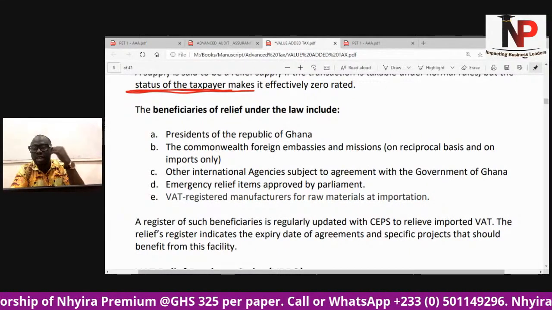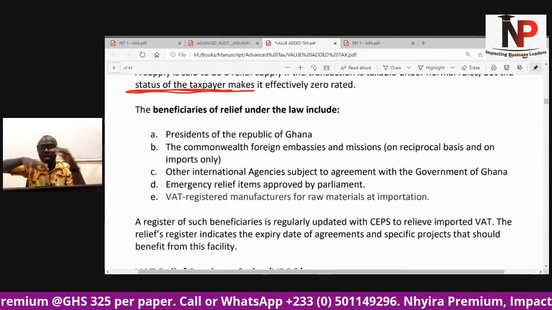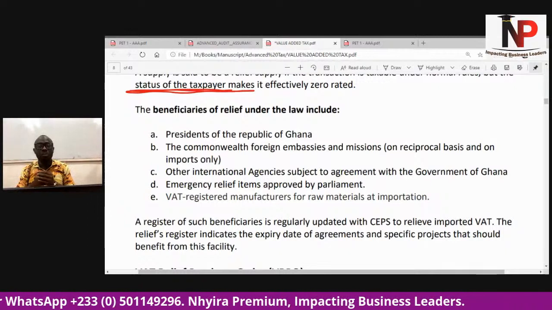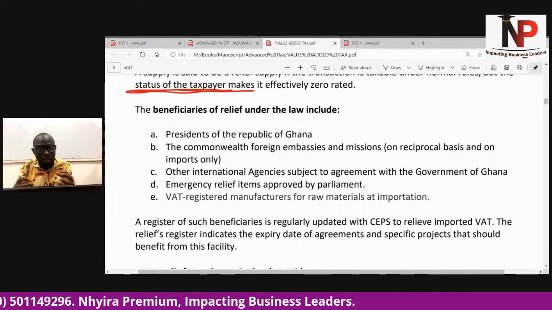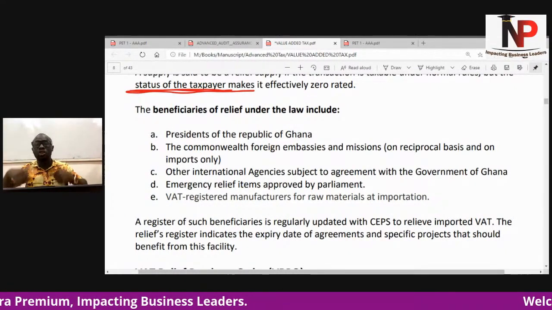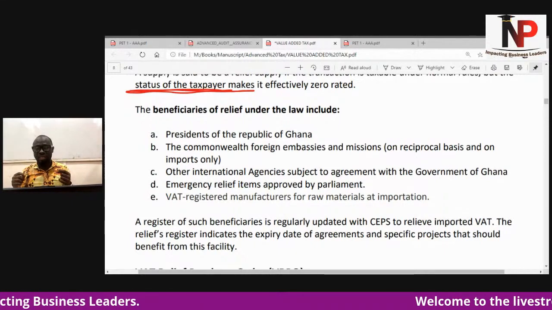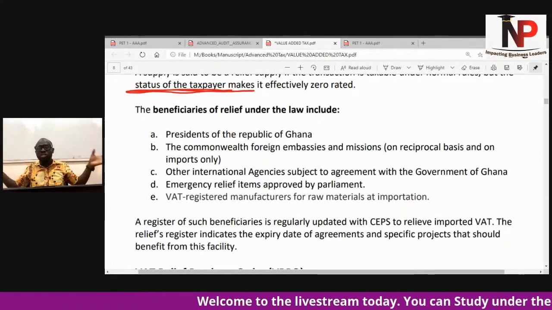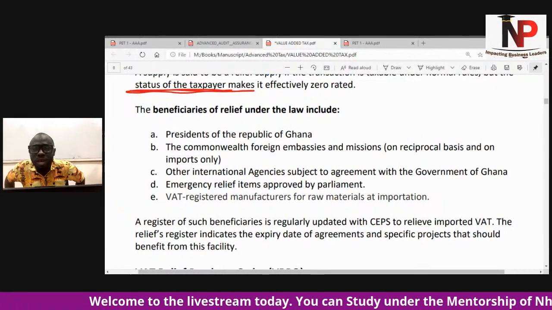So once it is cleared, approved by Parliament, when you bring it, you're not going to pay any VAT on it because it becomes a relief supply under the scenario. Not that what you are bringing is not subject to the act, not that it's not subject to tax, but because of the conditions surrounding it, why do you want to make it expensive?